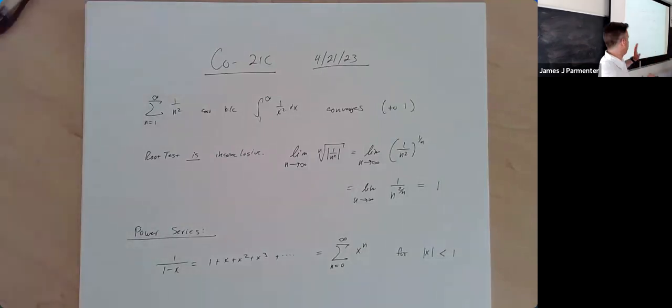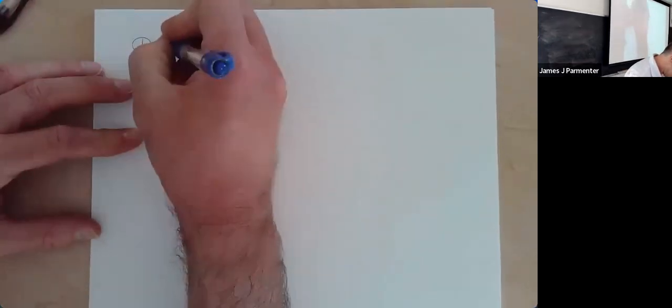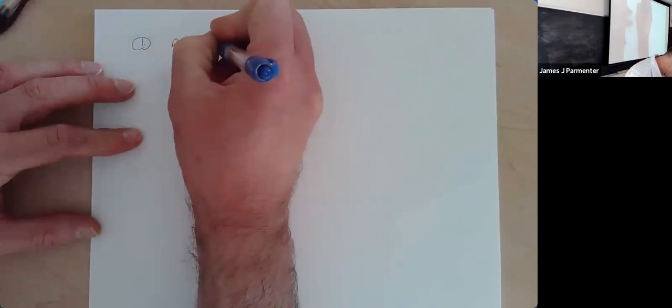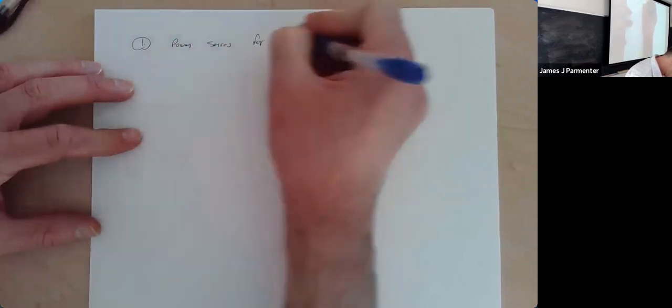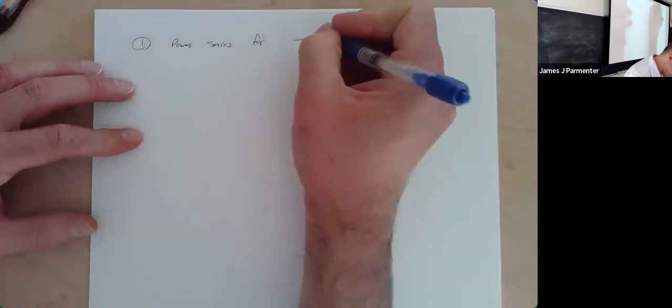So I will say the first rule of thumb for dealing with power series is if you can make it look like that, then you should. Here's what I mean by this. Let's say I want to find the power series for x over 1 minus x cubed.